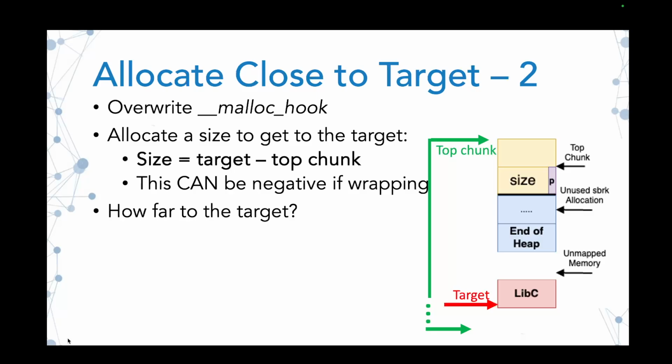But we want to go from the top chunk to the target. So the math for this is we need to use target minus top chunk. Using this, we can move the needle, as I was saying before, to the proper location. This is an address, and this is an address. So if we just do target minus top chunk, we get that difference, and that difference is how much we move the needle.